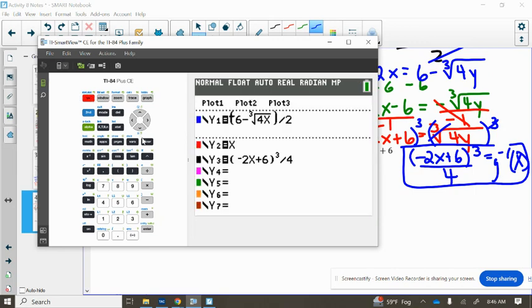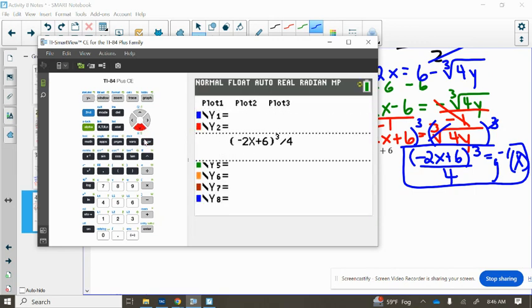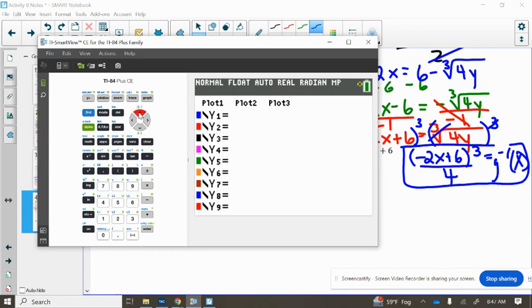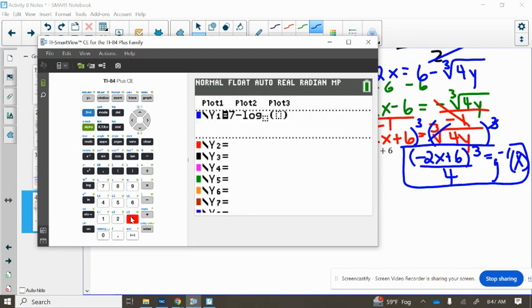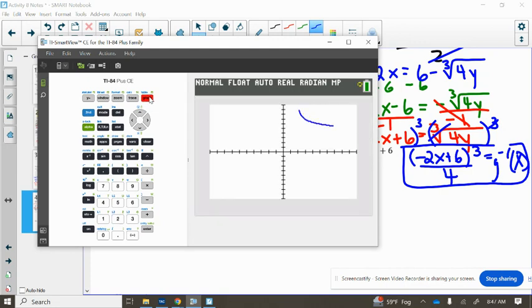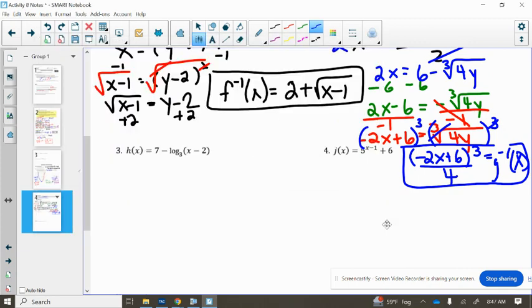All right, now our next example is looking at a log graph. So again, we want to start by graphing that original to make sure that we don't have any restrictions that need to be restricted. So our original function here is 7 minus log base 3 of x minus 2. And if we look at this one, we can see that it is not going to need to be restricted, right? It's passing the horizontal line test.